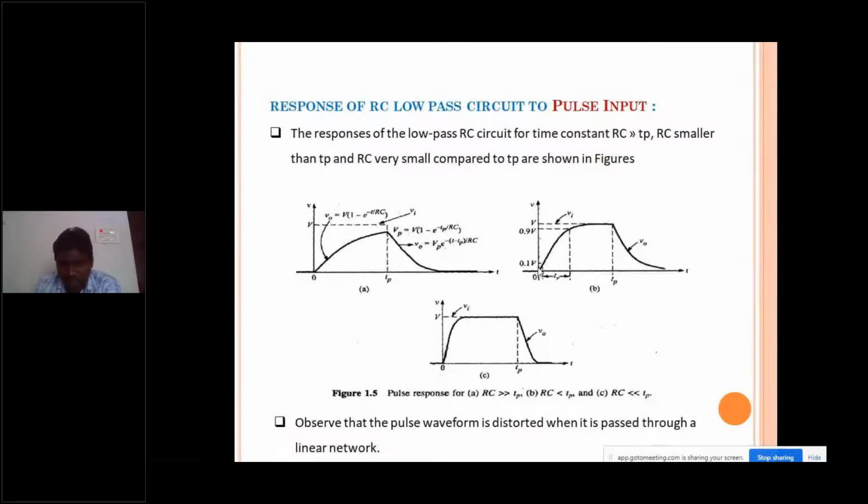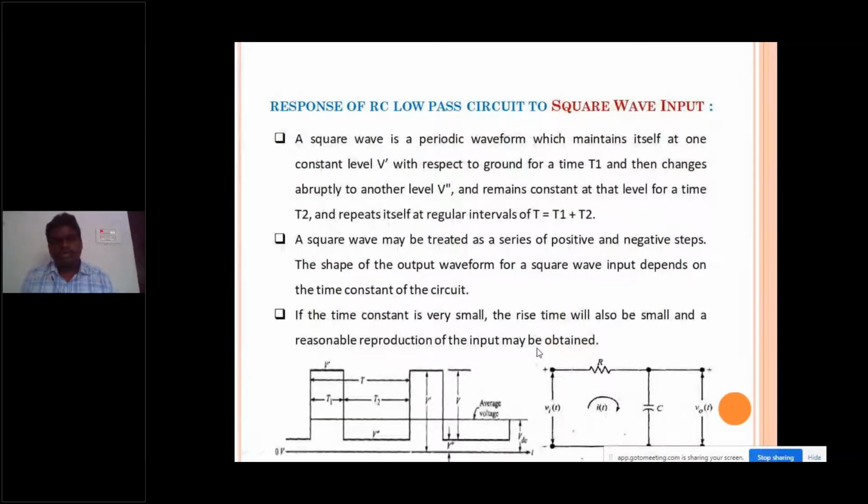But if you see the third graph, if RC is much less than Tp, then in the starting itself, it reaches the maximum value. Then it remains at that maximum value and again falls like this. That is based on the time constant of the circuit. If the time constant of the circuit is much greater than Tp, then you have to draw the first graph; approximately equal to Tp, then the second; and if it is much less than Tp, then we need to use the third graph. So that is about pulse input.